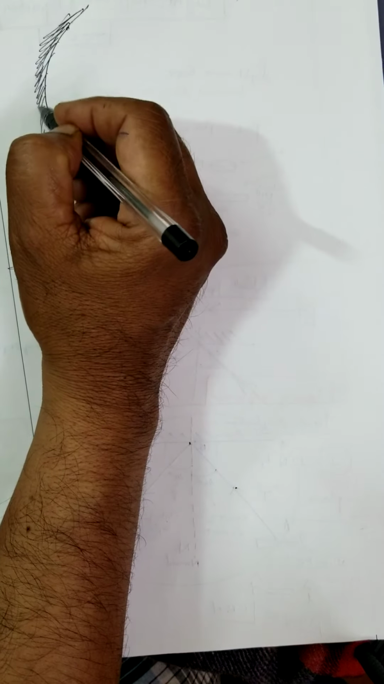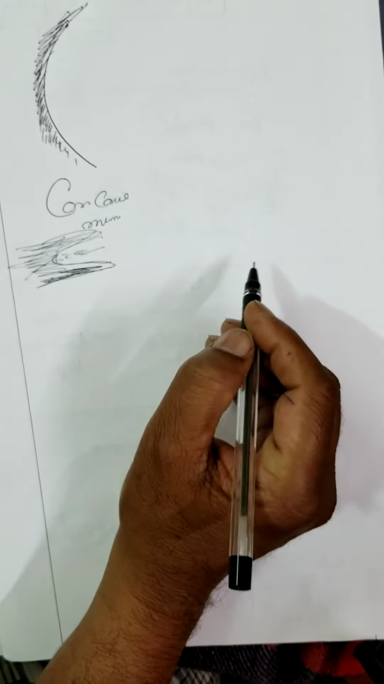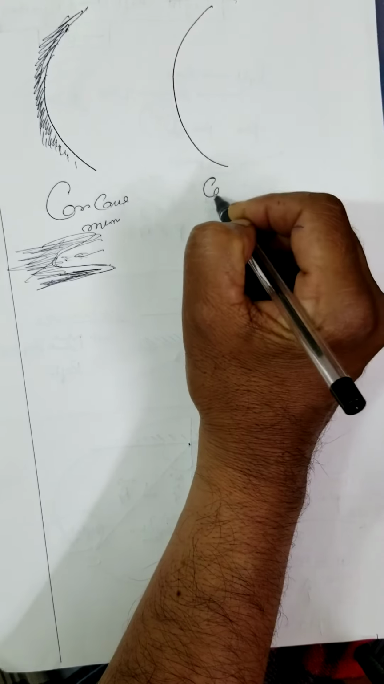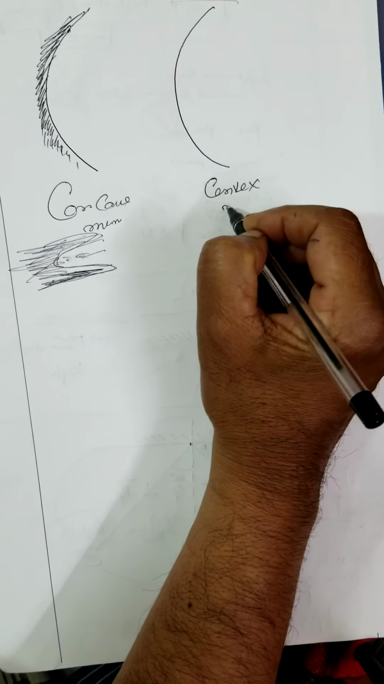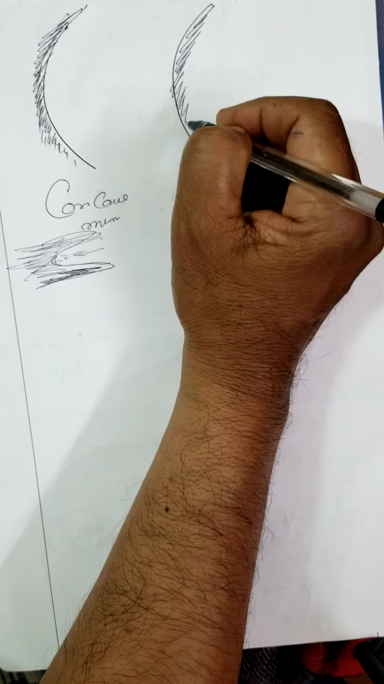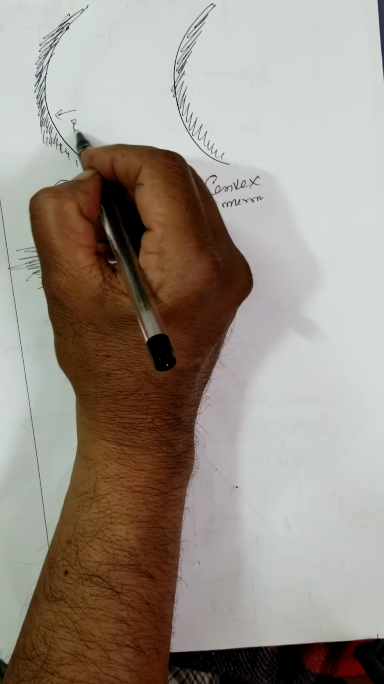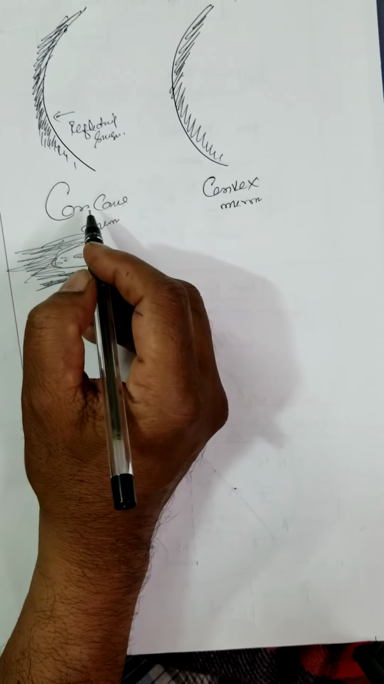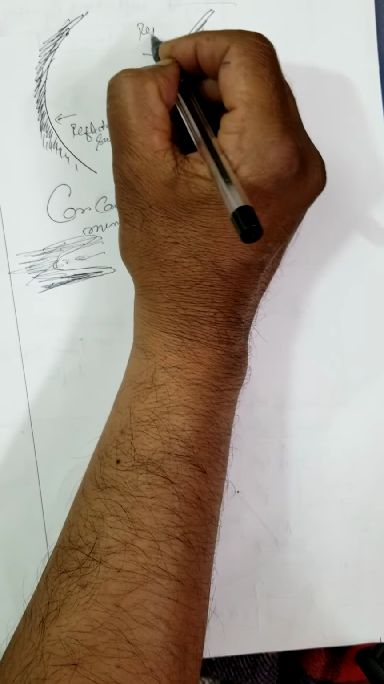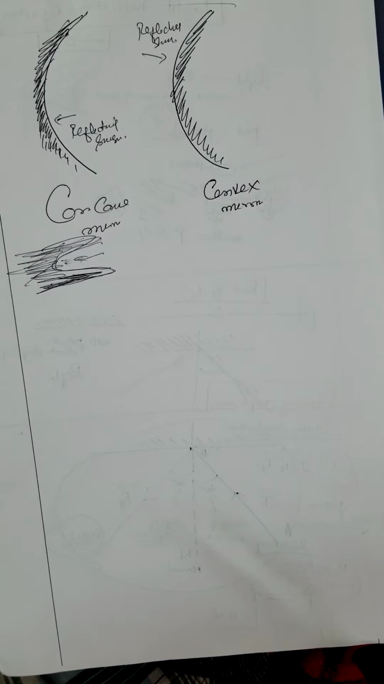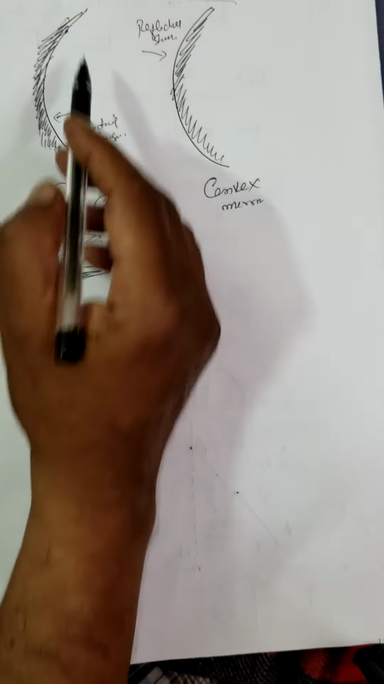This is the opaque portion, concave mirror. Then what? Convex mirror, see. Convex mirror. Here it is painted. This is the reflecting surface. This is called the reflecting surface. Here, a reflecting surface. Therefore, the reflecting surface is a spherical mirror.